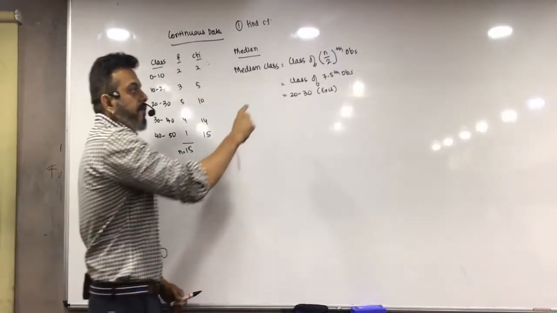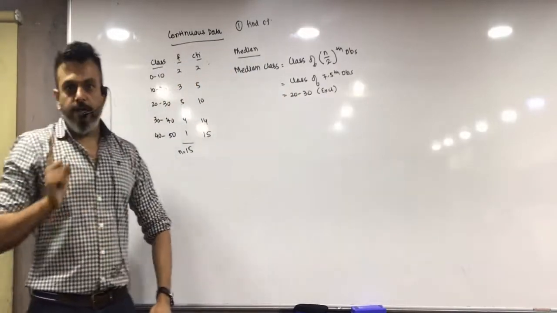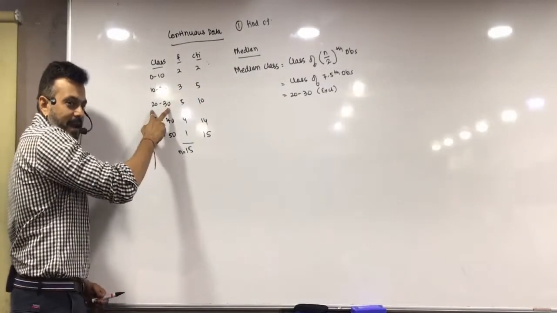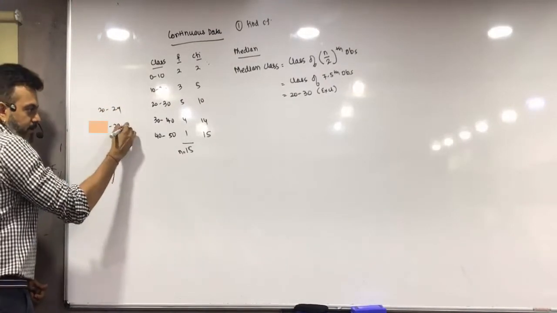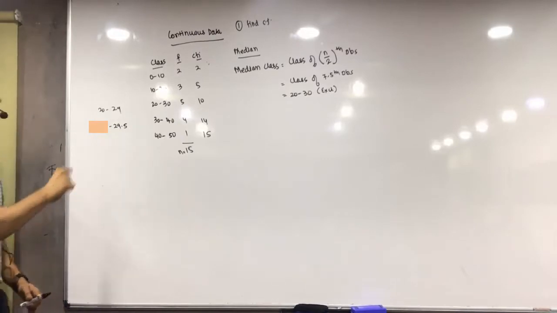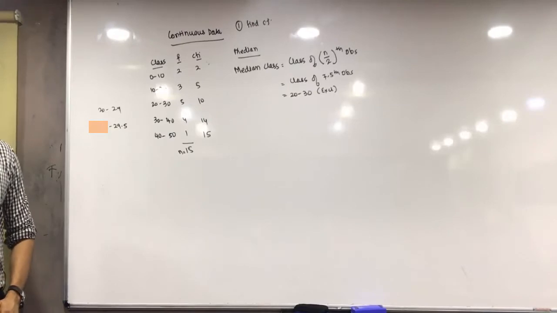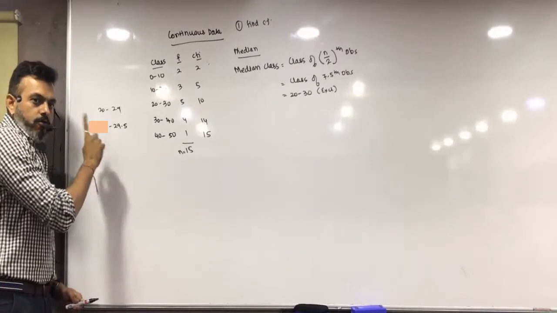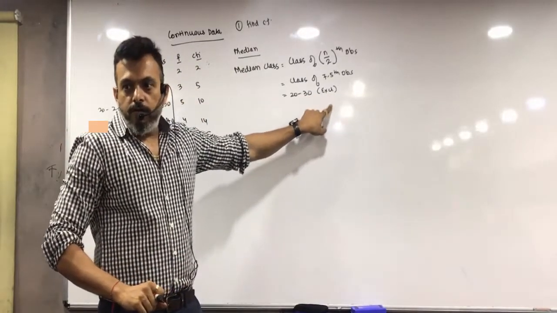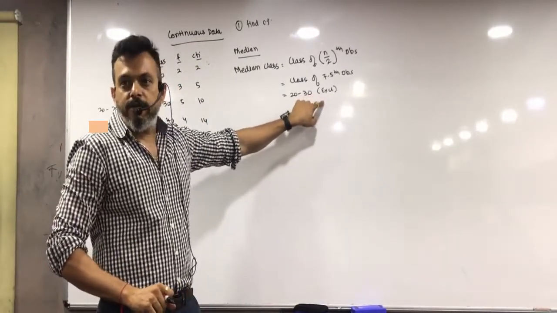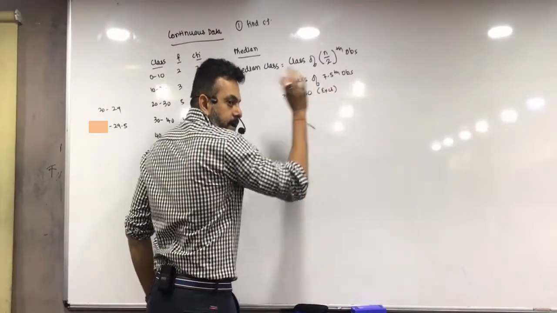If it is inclusive, you have to convert it into exclusive. Don't forget this. If this was 20 to 29, then you have to convert it to 19.5 to 29.5. If you don't do this, your answer will not tally with the answer. Your answer will be wrong. So don't forget, and that's why you should have a habit of writing over here exclusive. So if it is inclusive, you'll come to know it is inclusive, and we want to convert it into exclusive. This should always be exclusive.